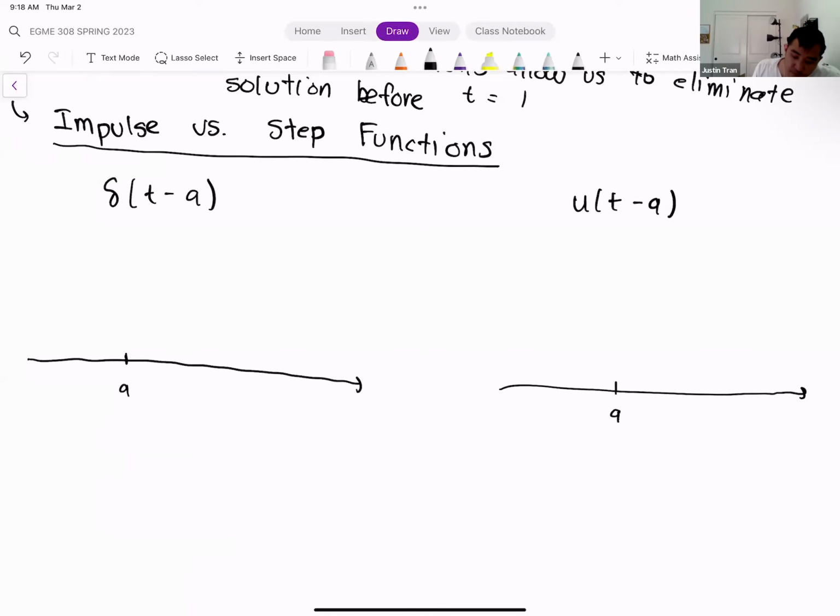For the impulse function, we know what that looks like because we've already drawn it today. Basically, the impulse function is going to be 0 everywhere, up until you reach t is equal to a, and then it's going to spike up.